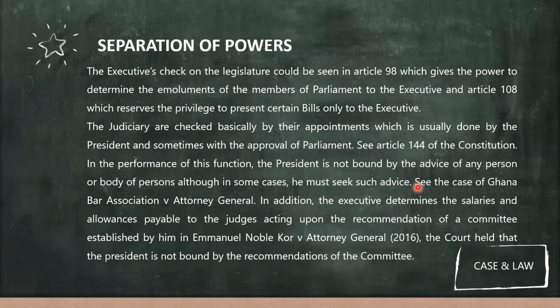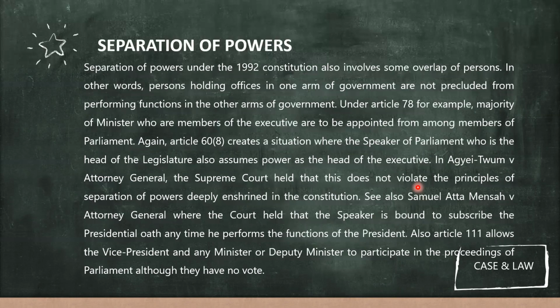So I've already mentioned this. The executive has the power to determine the emoluments of the members of Parliament. So it is the executive that determines the payment and ex gratia and whatnot of parliamentarians. Then again, it is the duty of parliamentarians to pass bills from the executive. Then I've also mentioned that even for the judiciary, some of the appointments are done by the president and sometimes with the approval of Parliament. So that is how it is. There's always that checks and balances on the various arms of government. I think that point has been made abundantly clear.